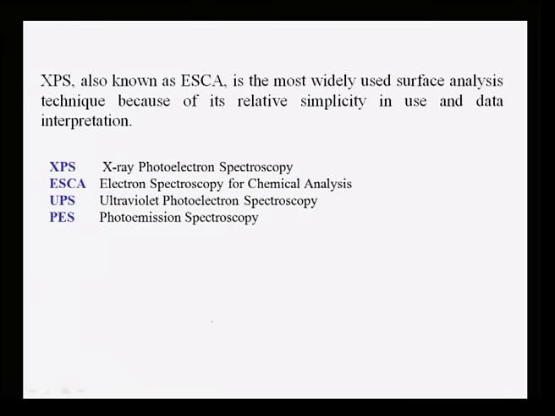As I said in the last class also, this is known as ESCA, electron spectroscopy for chemical analysis, but it has different acronyms like XPS, X-ray photoelectron spectroscopy, or UPS, ultraviolet photoelectron spectroscopy, if you use ultraviolet as the source of energy. Or you can use photon light, which can lead to emission of electrons, and then it is called photoemission spectroscopy. But we are going to discuss these two mainly. We are not going to discuss what will happen if you use ultraviolet or photon light.